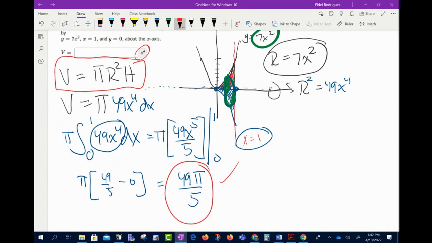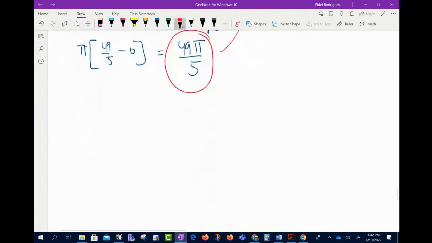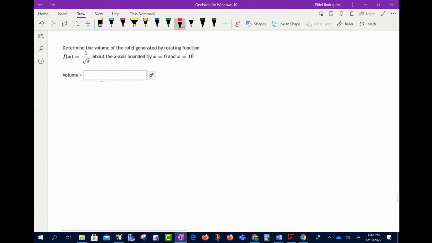So look, let me walk you all through another problem, just to make sure that we're getting the idea here. Look what it says. Determine the volume of the solid generated by rotating the function 1 divided by the square root of x about the x-axis, bounded by x equals 9 and x equals 10. The first thing I'm going to do is draw a picture that's going to look probably something like this. Now, y'all, we're going to do this from x equals 9 to x equals what? 10. So I'm just going to put a 9 here, and over here I'm going to put a 10.